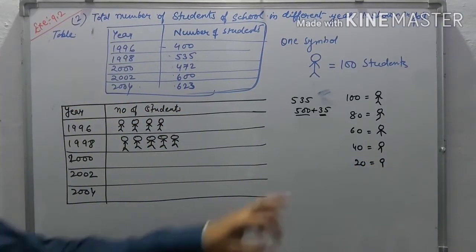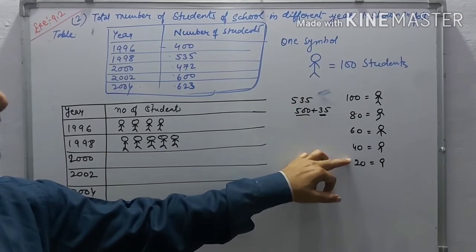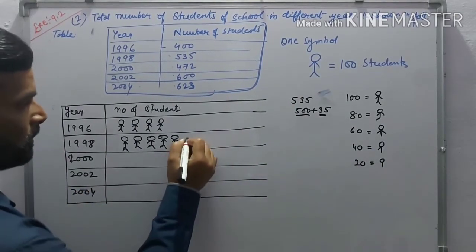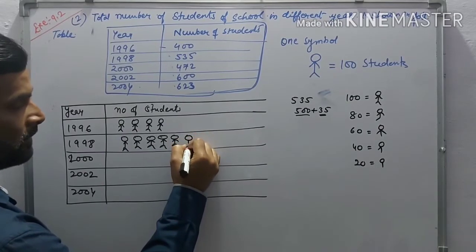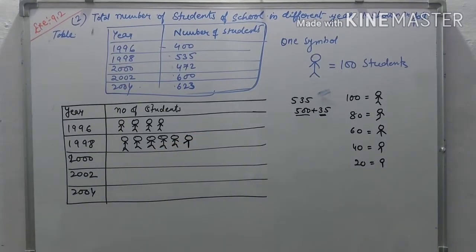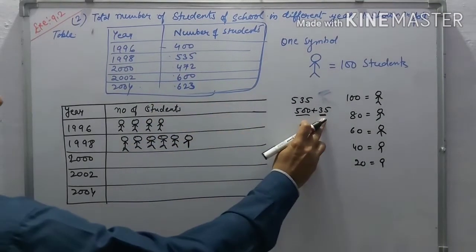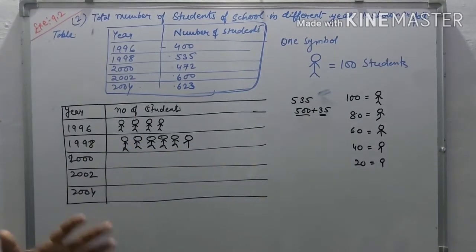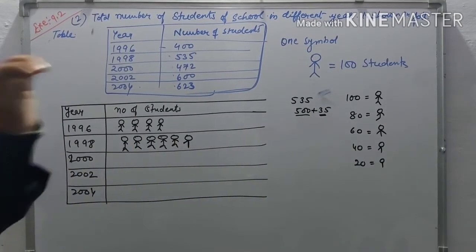Okay, so 35, where is the 35? 35 is between 20 and 40, but nearest to 40. So you have to draw this type of sign. Okay, 35 is nearest to 40, so you draw the 40 because you have not been given the 0.5.